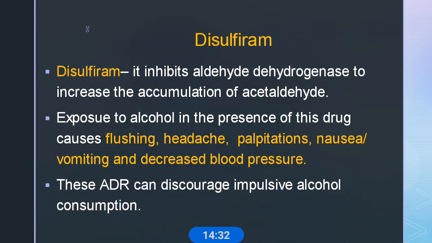Disulfiram mainly inhibits aldehyde dehydrogenase, which increases the accumulation of acetaldehyde. When acetaldehyde levels increase in our blood, what happens? This causes flushing, headache, palpitations, nausea, vomiting, and decreased blood pressure. Due to these adverse reactions, it can discourage impulsive alcohol consumption.